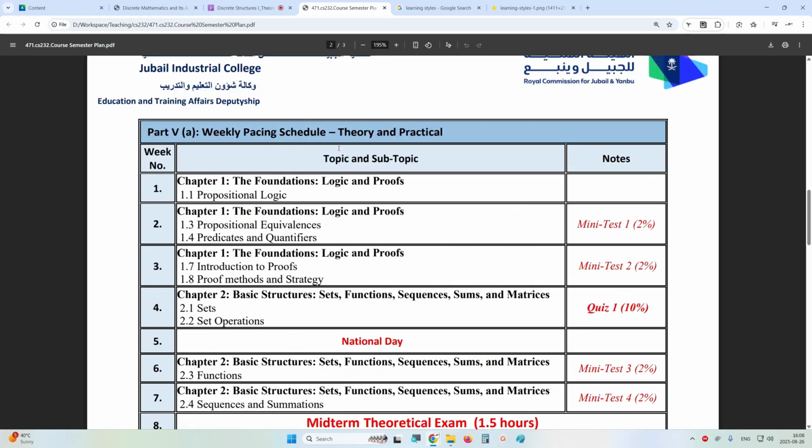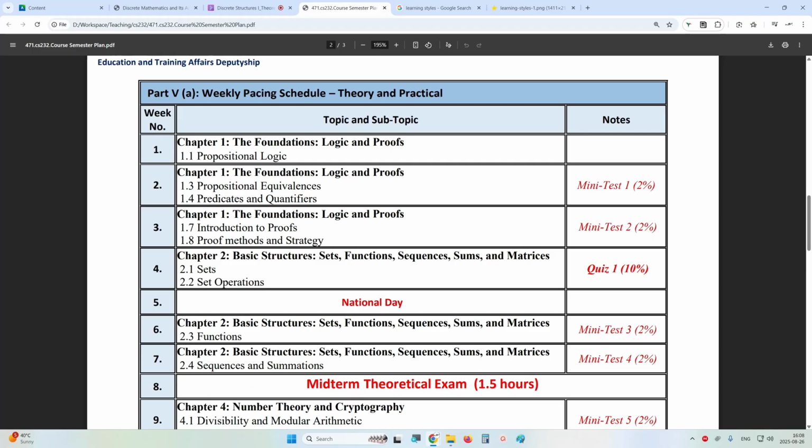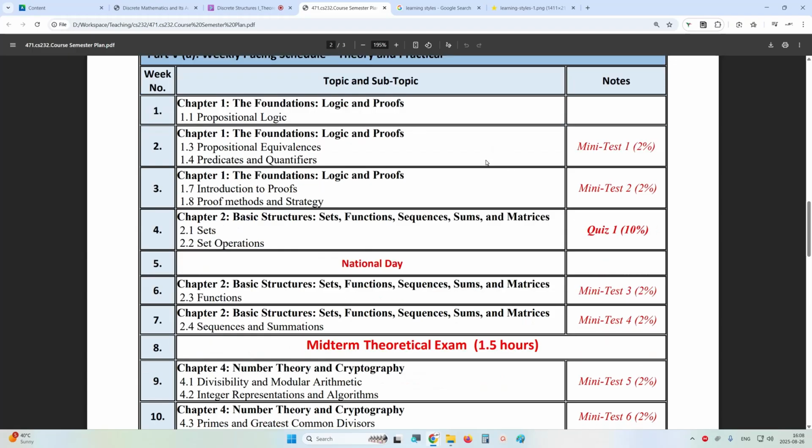Now, let's talk about the topics. The topics that we're going to be covering are these ones, and in this order. Also, what I have included here is that the assignments, assignment 1, assignment 2, are not going to be outside of the class. They are going to be in the class, I mean technically in the class.